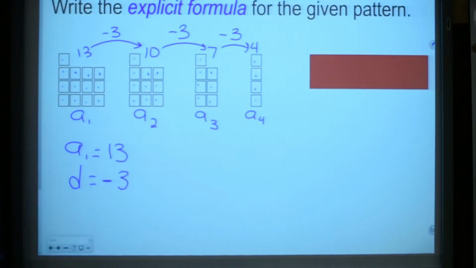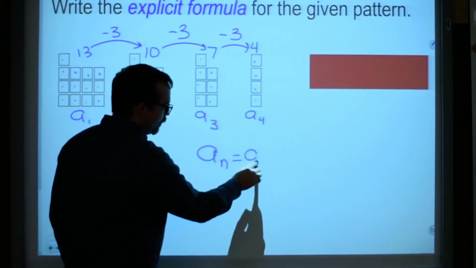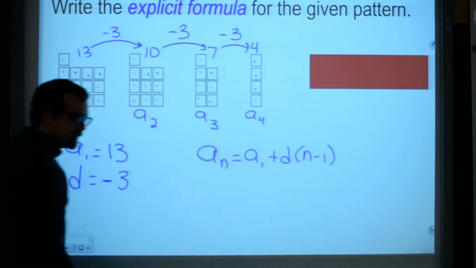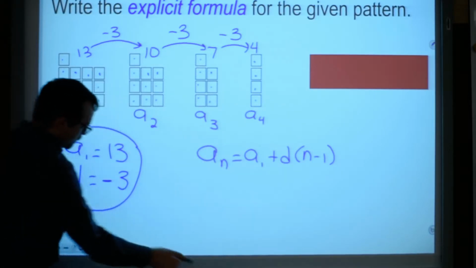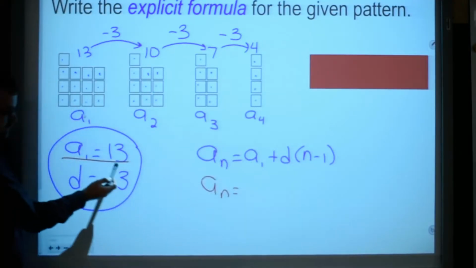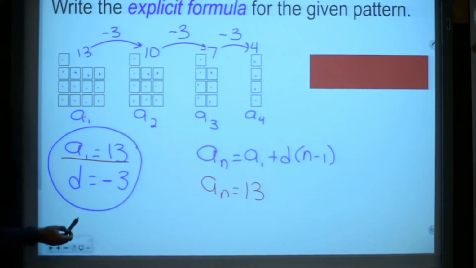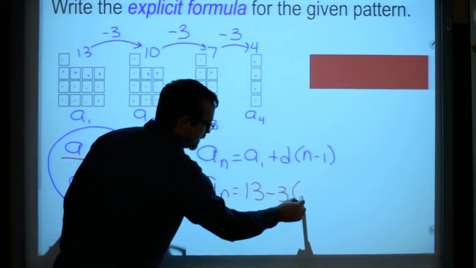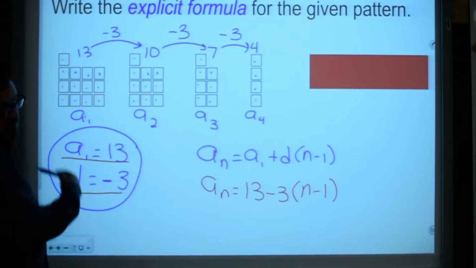Don't forget that minus sign. The formula is a sub n equals a sub 1 plus the common difference times n minus 1, and you replace these pieces of information here. Starting off with your first term, a sub n equals your first term, which is 13, plus your common difference, but my common difference is negative, so I'm going to say minus 3 here, and then times n minus 1. And now I can go find wherever my pattern might be later on in the sequence.